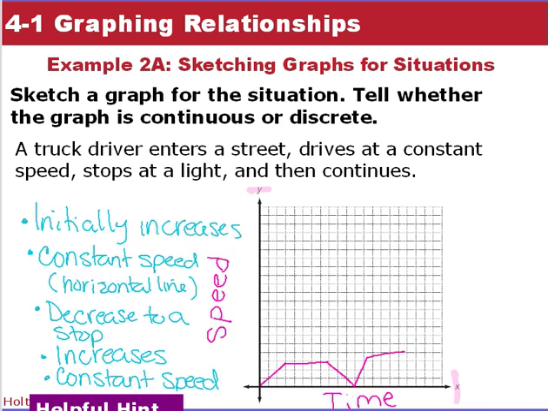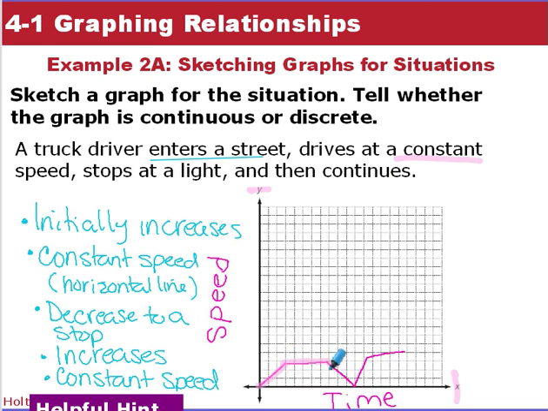Okay, so to graph this, looking at this, the driver enters the street. So along here, his speed is going to be going up. And again, speed is going to be on our y-axis. So over time, he's going faster. Then he goes at a constant speed. So that's going to be a horizontal line along here.